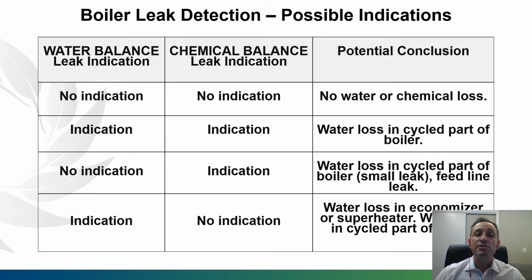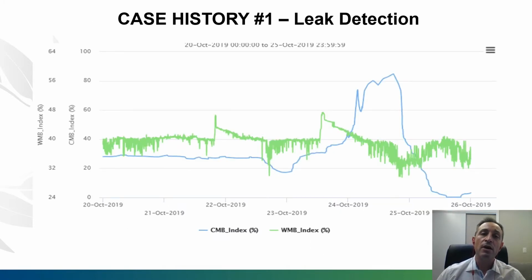If you have an indication from the water but no indication in the chemical balance, maybe your leakage is in the cycled part of the boiler, and so on. So it also can give you an idea on exactly the point in the system, the area in the system, where you can have this leakage if it really exists.